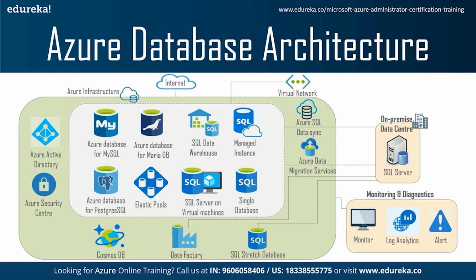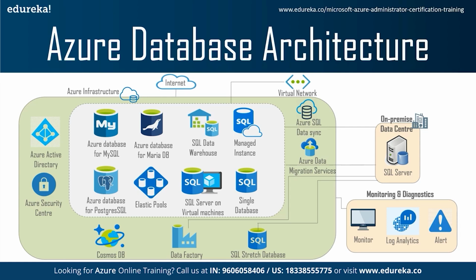Then there's Azure Security Center. All the databases that exist in Azure need to be secured, and we also need to accept connections only from known origins. For this purpose, all these database services come with firewall rules where we can configure from which particular IP addresses we want to allow connections. We can define those firewall rules to limit the number of connections and also reduce the attack surface.